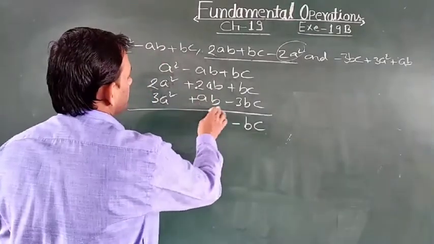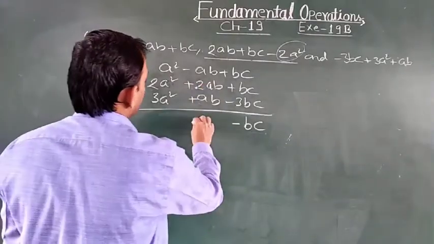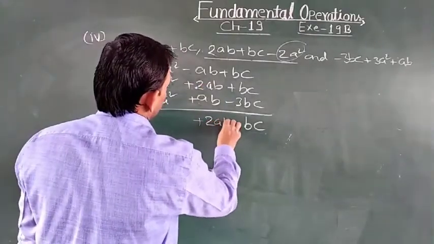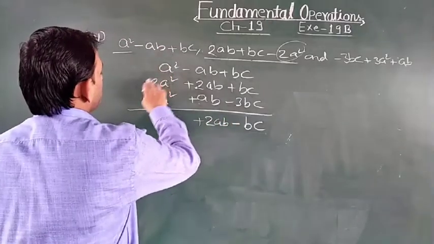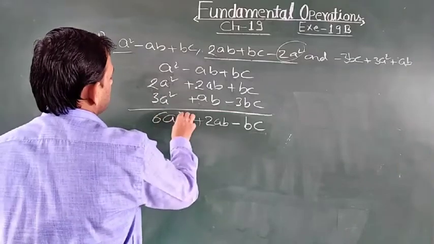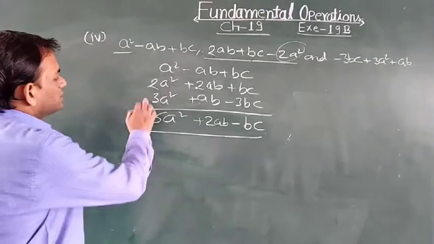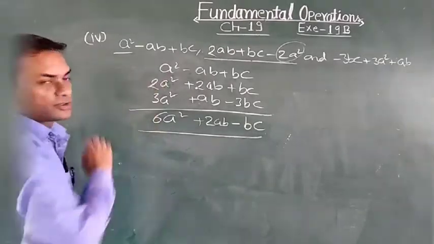Here 2ab and ab make 3ab, and when you subtract ab from 3ab, you will get 2ab. Now here a square plus 2a square is 3a square, and plus 3a square makes 6a square. So this is the answer of this question. Got it? 3 plus 2 is 5, and 1 makes 6a.